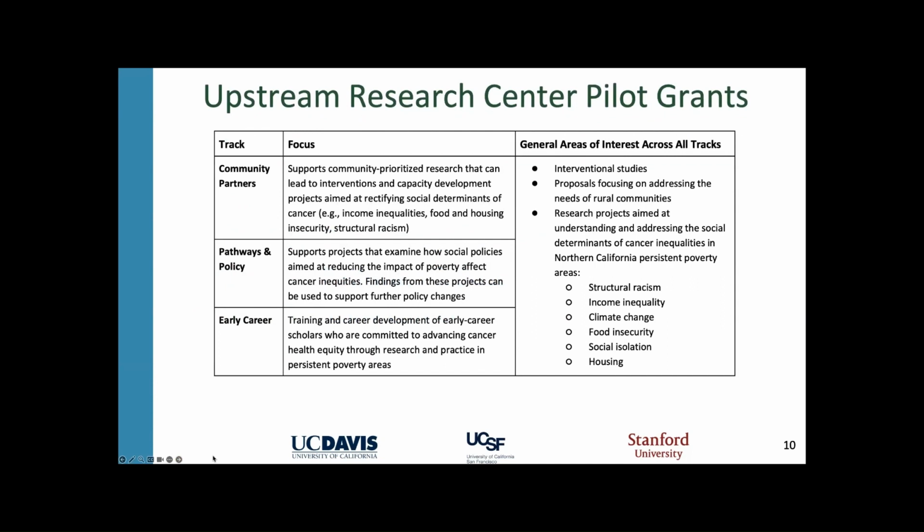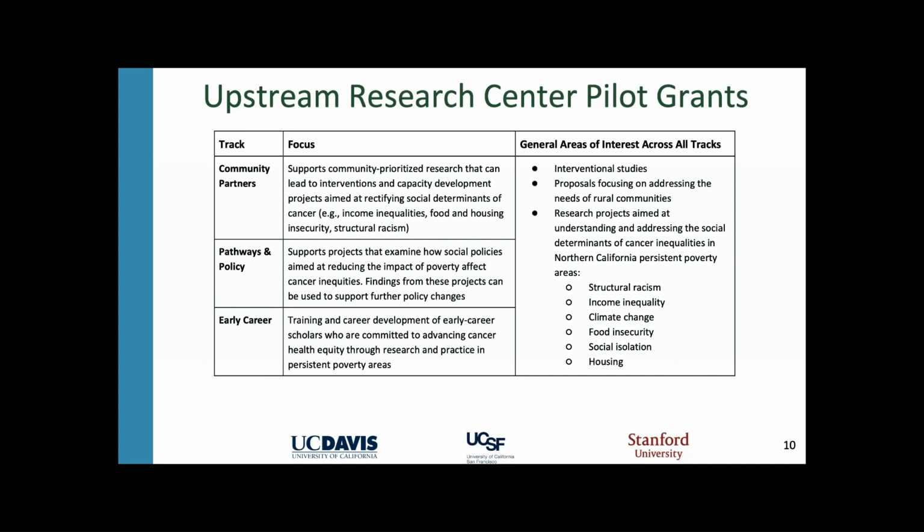So here's a summary of these three areas: community partners, pathways, and policy. And then on the right side, things that are general across them. Because we have the time, I'll just go ahead and read this so that it's clear in your mind. Community partners are going to support community prioritized research.